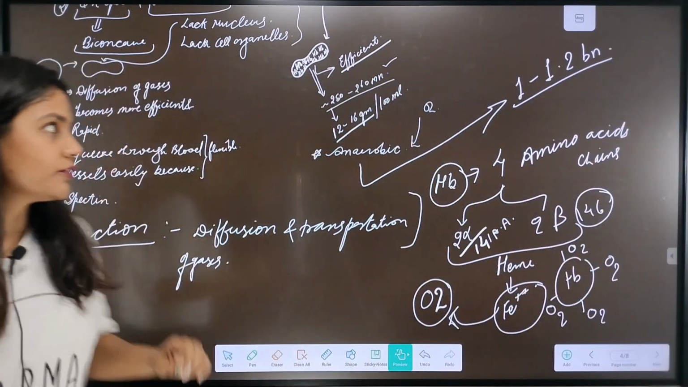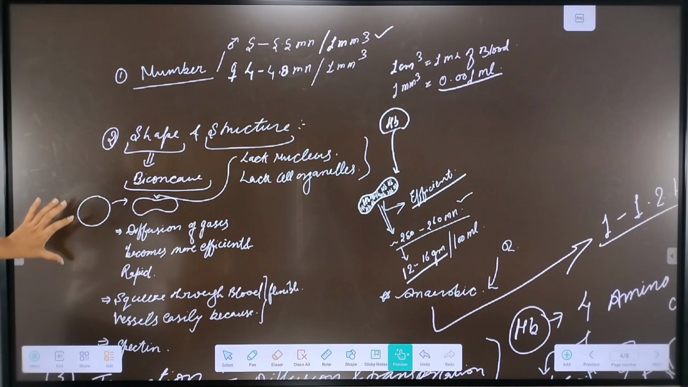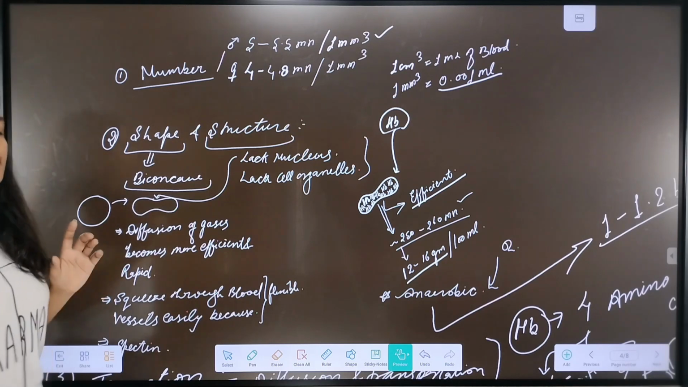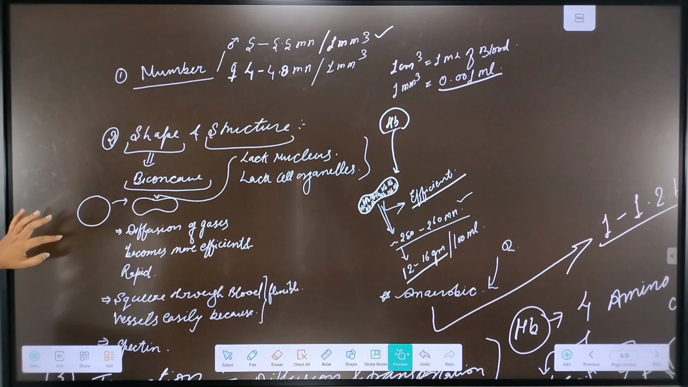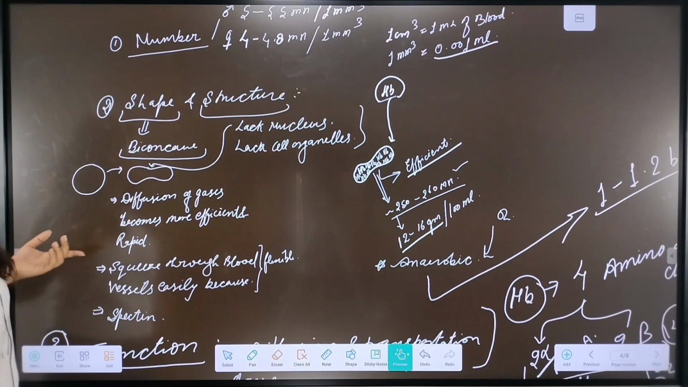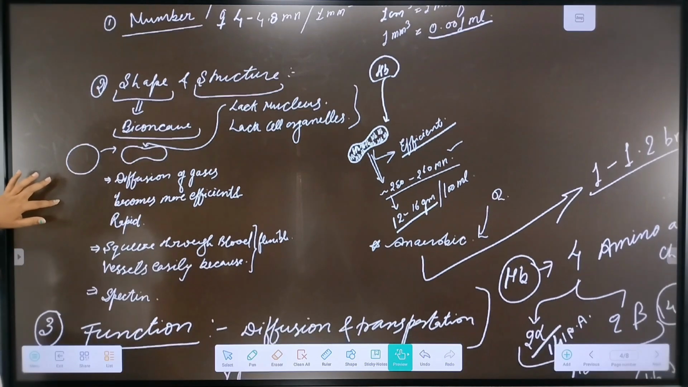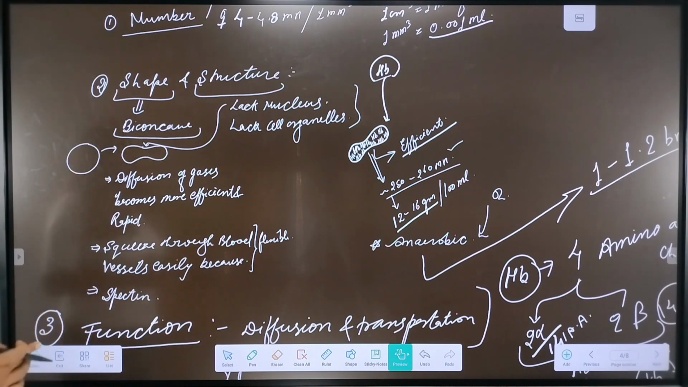Let's do a quick revision of all 3 things we covered about the RBCs. First of all, their number. They are the most abundant cells of our blood, and their number varies in males and females: about 5 to 5.5 million per cubic millimeter of blood in males, and about 4 to 4.8 million per cubic millimeter of blood in females. The count also increases if the person is living at high altitude in comparison to a person living on the plains.